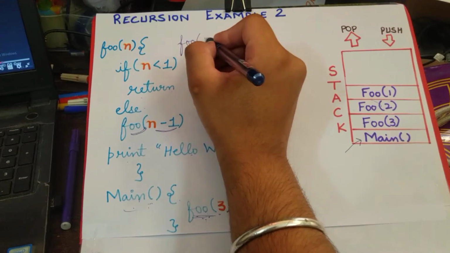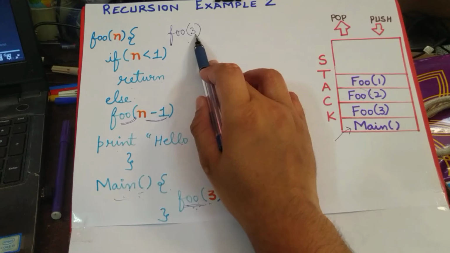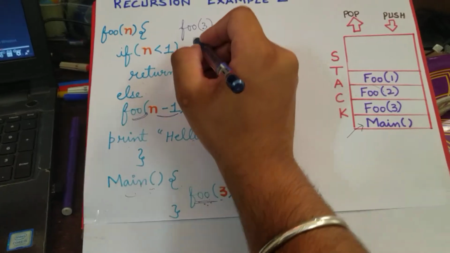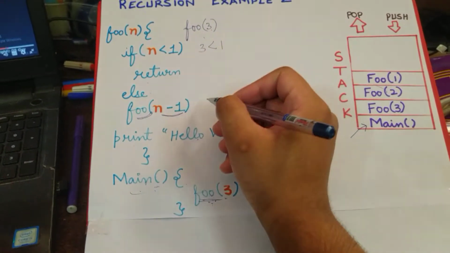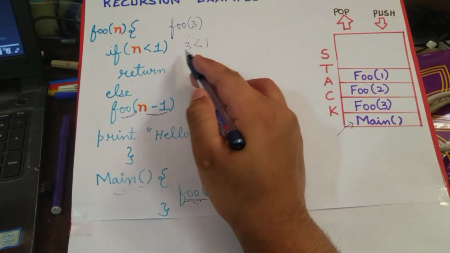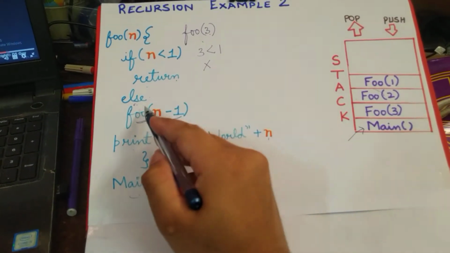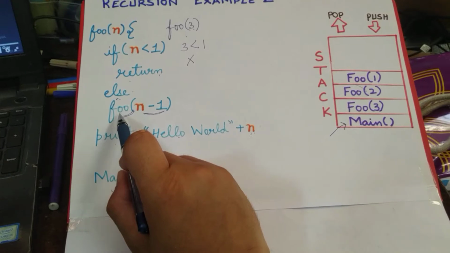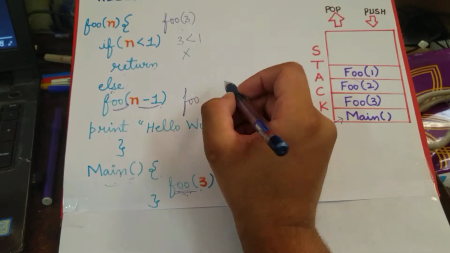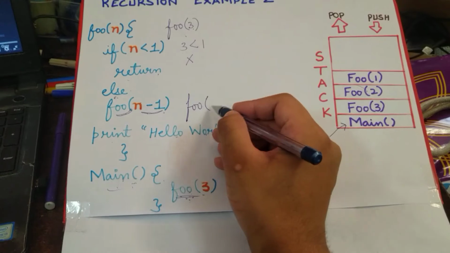Here it will be foo3, that is a method with parameter 3. If n is less than 1, if 3 is less than 1, we can see that 3 is not less than 1, so it will not return, it will go to the else block. It will go to the else block where the method foo is called with the parameter n minus 1. So it will become foo. What is the value of n? That is 3. So 3 minus 1 is equal to 2.